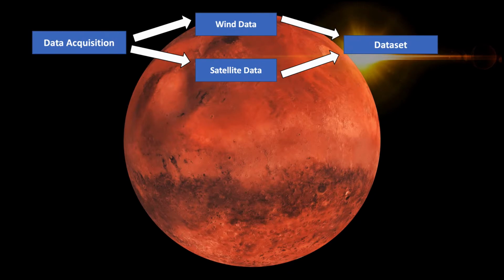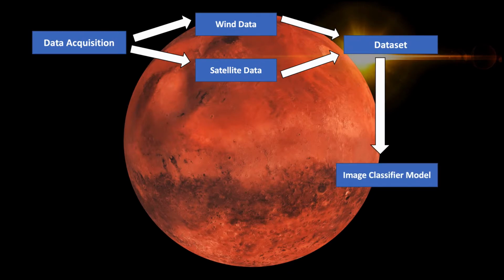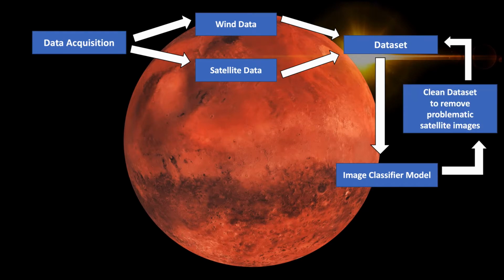Right, so once we have the data set, we can start training our algorithm. And the first algorithm we'll train is an image classifier. Of course, some of the images are not going to be of high quality, so we first had to manually clean our data set to remove any problematic satellite images, and this was done manually to ensure data quality. We will train 2 algorithms, one image classifier, but also one wind regression model.